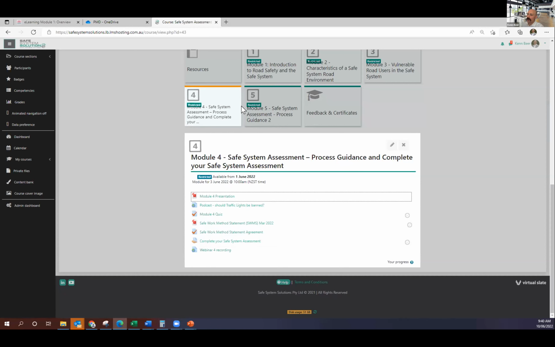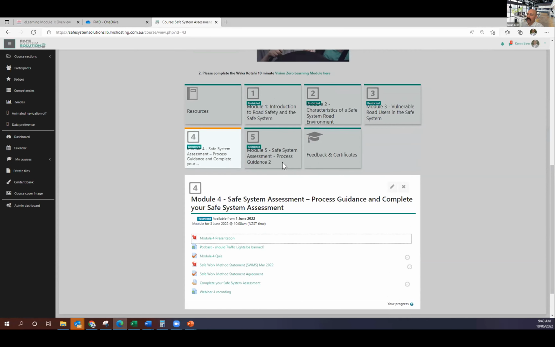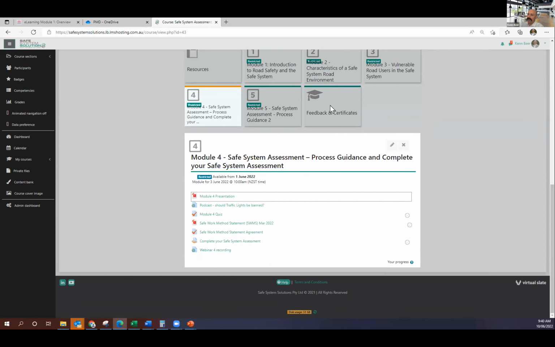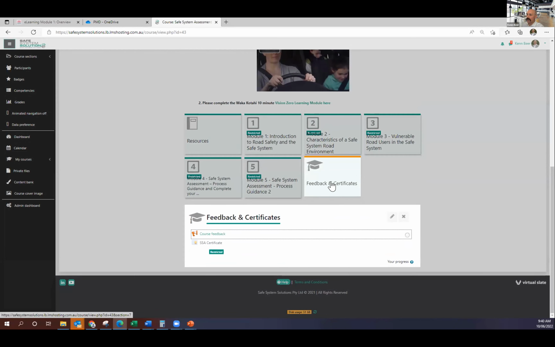You're going to finish that off. And then once you've uploaded all of that, you've done all the quizzes and you're happy with everything, and everything gets marked and you get above 80% on everything, you're going to go to feedback and certificates. You're going to do the course feedback, and only after you've done the course feedback will the certificate release. It's just a couple of questions to help us gauge how you found the course and see if there's anything we can do to improve it in the future. And then your certificate will release.